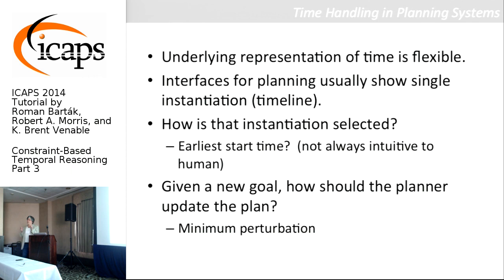But interfaces for planning that humans look at usually show timelines, and timelines are not flexible. They specify specific starts and ends of times. So the question is, how is that instantiation made? How do you go from this flexible representation of time to the timeline, to what the human sees, which is inflexible? That was an issue that actually arose on the MAPGEN, the MER missions, a lot of times. So how is that particular instantiation selected for the human to see? You could say, well, you could always choose the earliest start time. You could always choose to display the schedule that has the earliest start time, but that's not always intuitive to humans. Why did you choose that particular instantiation of the flexible plan?